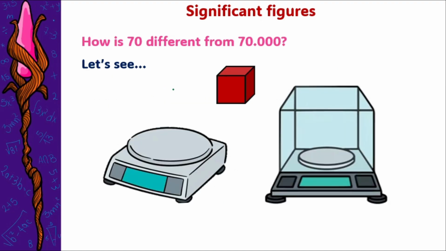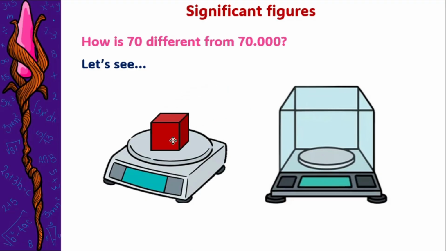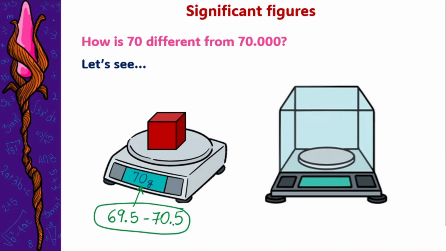Let's say you are in the lab and you want to know the weight of a cube, and you have two available scales. You go and put it on the first one, and the scale tells you 70 grams. That means that the weight could actually be between 69.5 and 70.5. What the scale does is round to 70 because it doesn't show any more precision. So you actually don't know at what number between those two values the weight is.